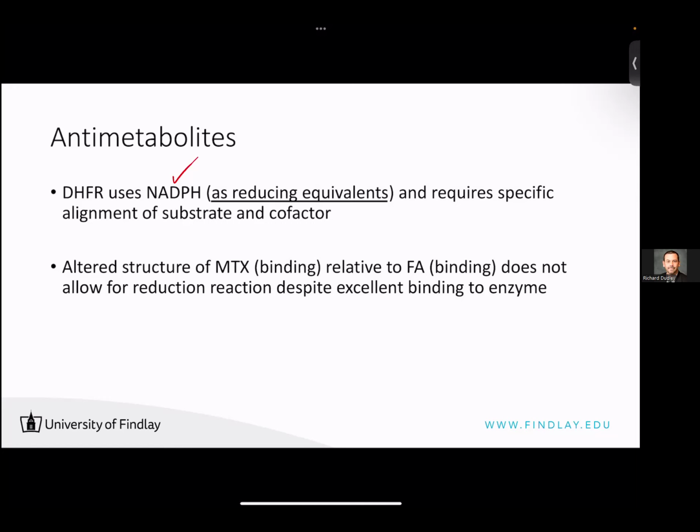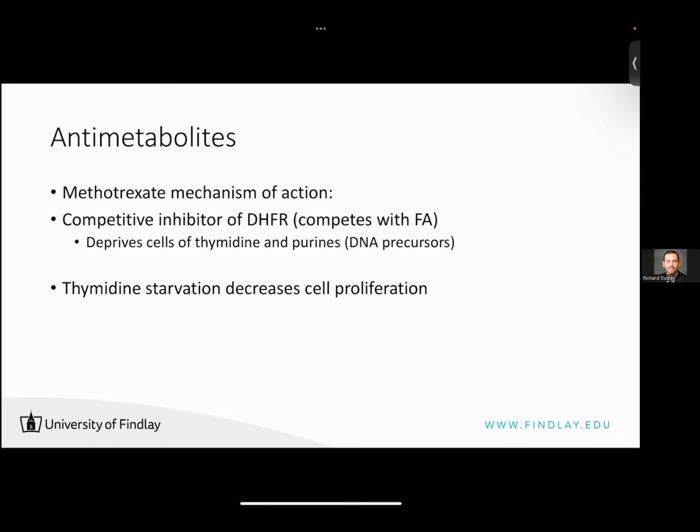But what you're going to notice is that methotrexate, as a folate antagonist, has a little bit of a different binding scheme relative to folic acid in the active site of dihydrofolate reductase. Methotrexate is able to bind dihydrofolate reductase in the active site, but it doesn't get reduced because the electronics associated with the tyrosine ring cause it to bind in a slightly different fashion, keeping it far enough away from the cofactor and preventing reduction reactions.